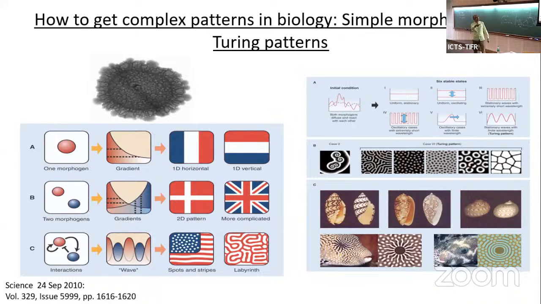And you could get a pattern like this. If it's one morphogen, you'll get a simple flag like this, the French flag. If you get two morphogens, you'll get something more complicated. You'll get the Union Jack.